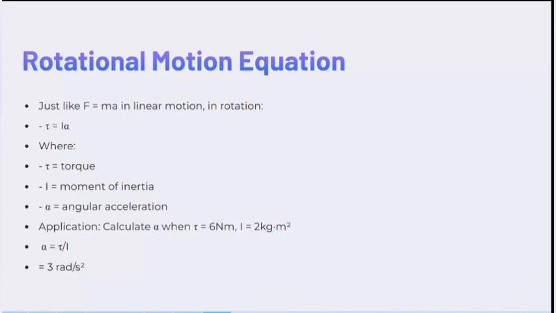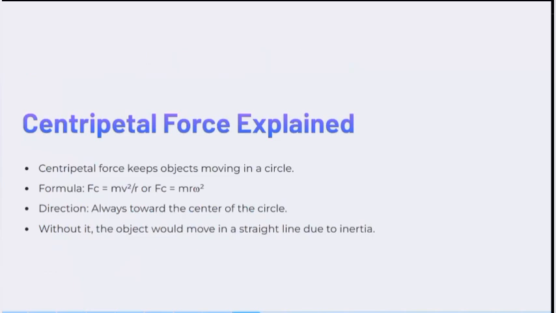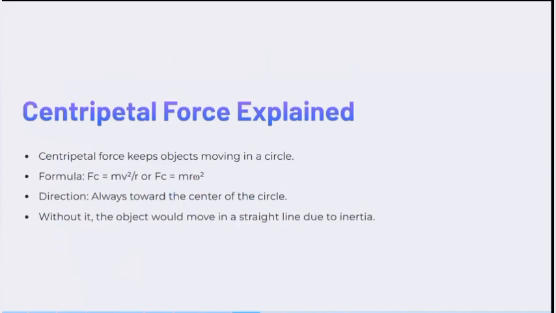They could ask you to look for the angular acceleration, or they will tell you to look for the torque, and they'll give you the other parameters. So it's just as simple as this. Let's move on to the next parameter that we'll be talking about under circular motion.